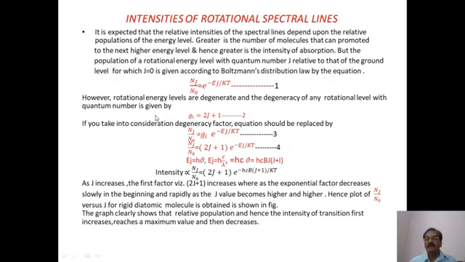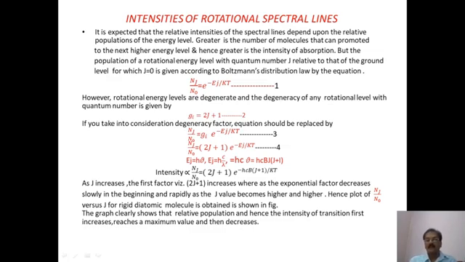However, the rotational energy levels are degenerate, and the degeneracy of any rotational level with quantum number J is given by g_J equal to 2J plus 1. That means every energy level may possess certain degenerate orbitals, meaning there are different sub-levels in the main level. All those levels have equal energy. Such types of energy levels are called degenerate energy levels.